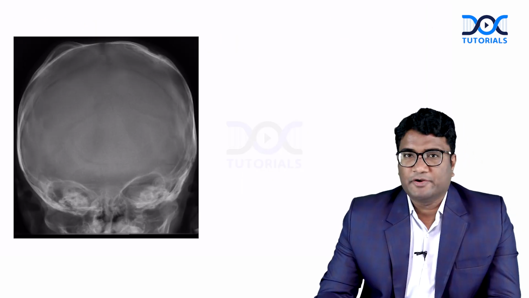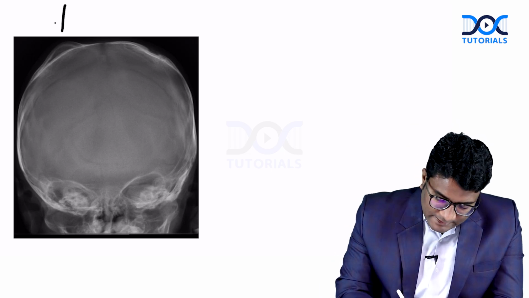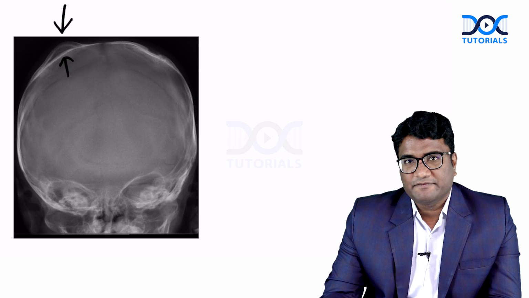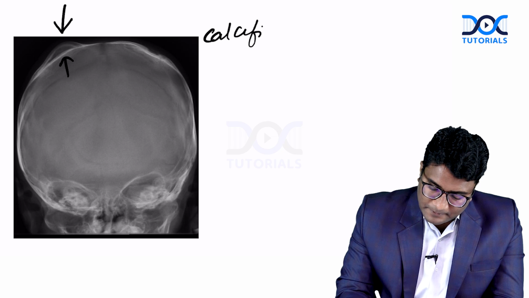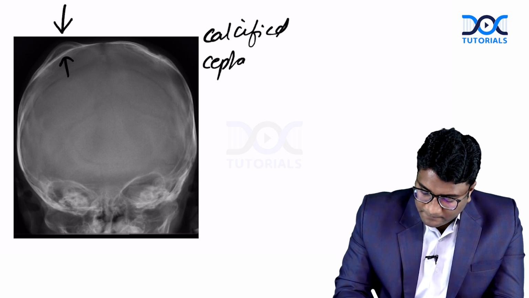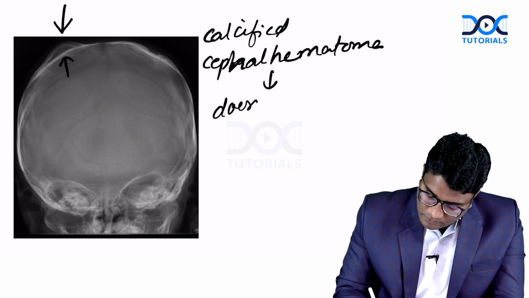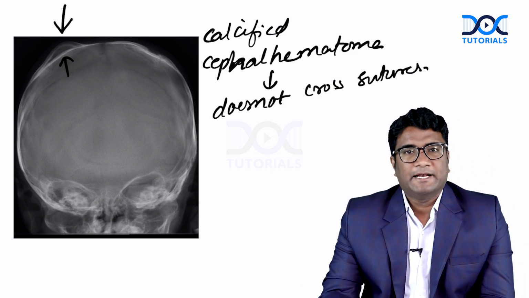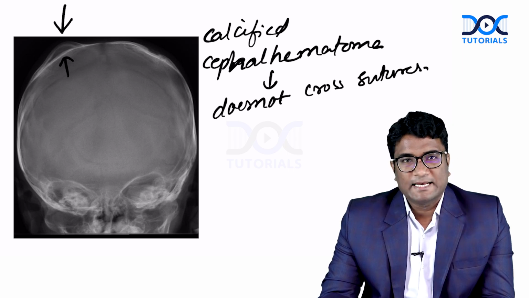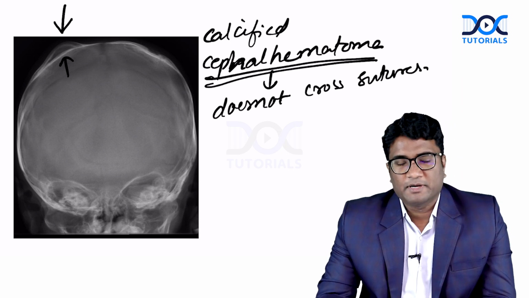And another skull radiograph was given in a child with 2-month history showing a calcified lesion on the parietal bone. So, on the right parietal bone, you see a calcified lesion which is not crossing sutures. So, this is a calcified cephalhematoma. This does not cross suture, right. So, this is a calcified cephalhematoma and this is a subperiosteal hematoma that gets calcified, right. And it does not cross sutures. That is how we identify a calcified cephalhematoma.